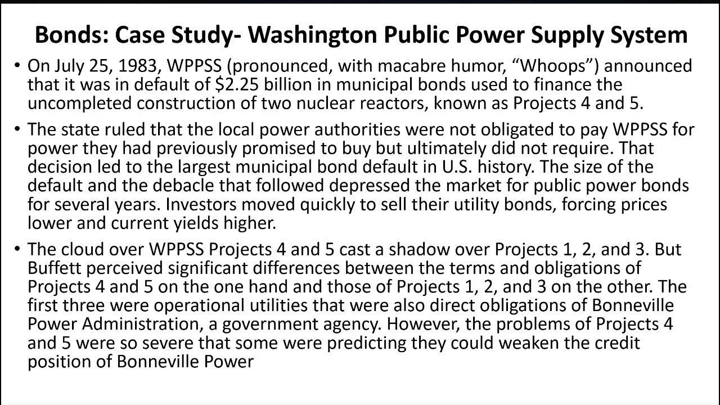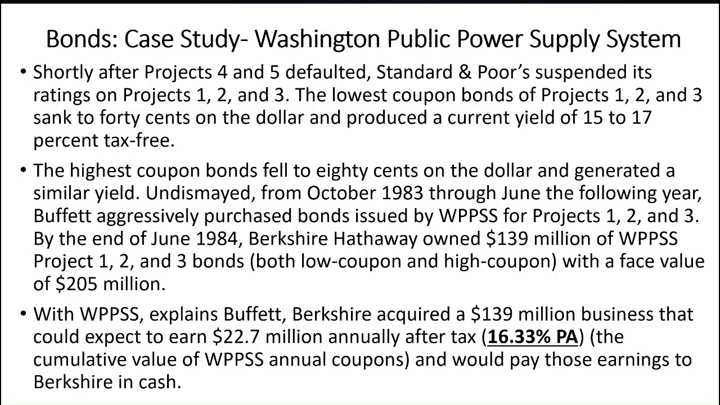And what Buffett observed is that Project 1, 2, 3 do not have such kind of problems because they are already operational and they had the obligation of the Bonneville Power Administration, which is a government agency. So this is his gut feeling, or a gut factor. So he went ahead with this investment. And shortly after Project 4 and 5 defaulted, Standard and Poor's suspended its ratings on Project 1, 2, 3.